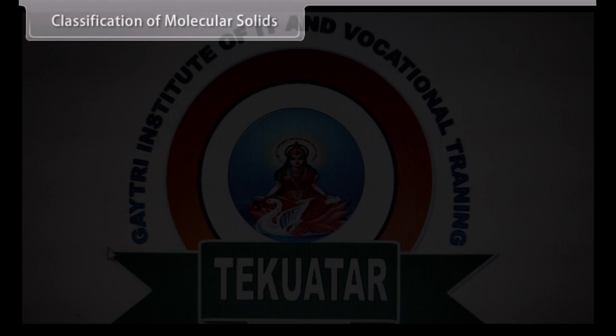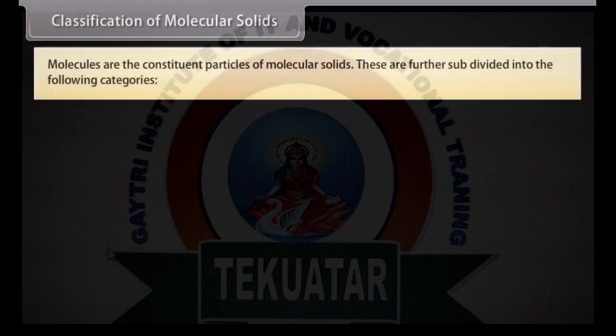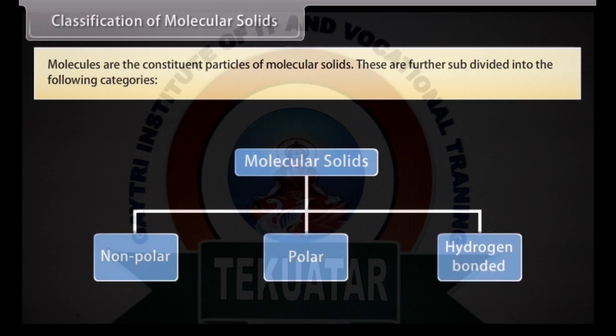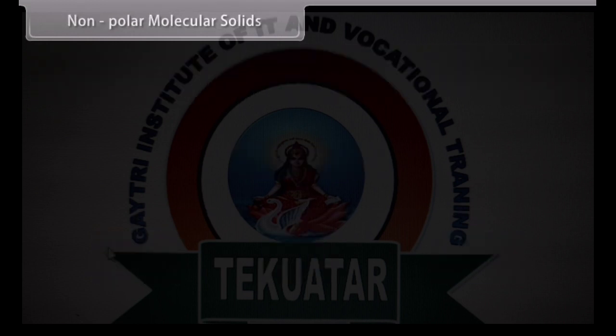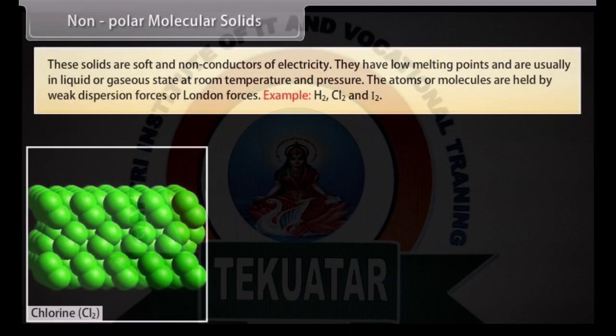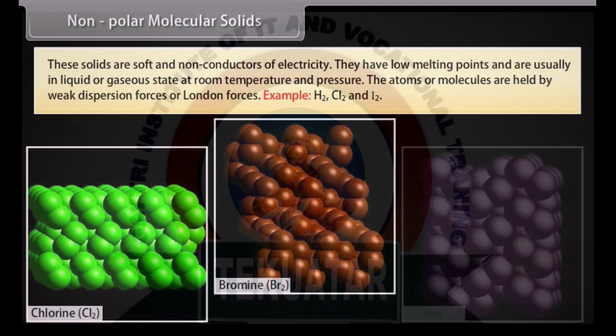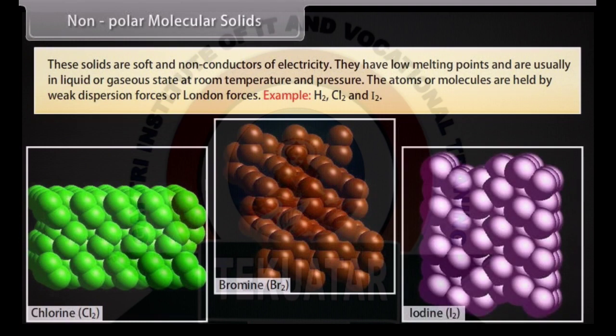Classification of molecular solids. Molecules are the constituent particles of molecular solids. These are further subdivided into the following categories. Nonpolar molecular solids. These solids are soft and non-conductors of electricity. They have low melting points and are usually in liquid or gaseous state at room temperature and pressure. The atoms or molecules are held by weak dispersion forces or London forces. Example: H2, Cl2, and I2.